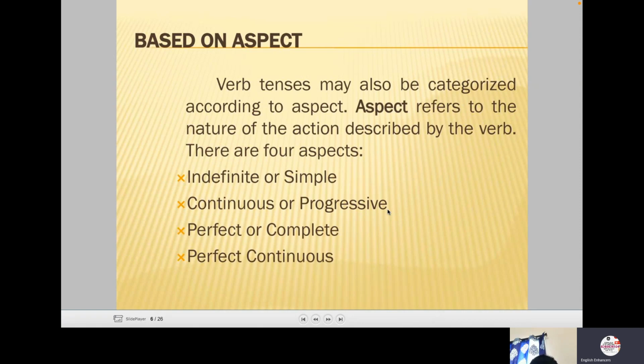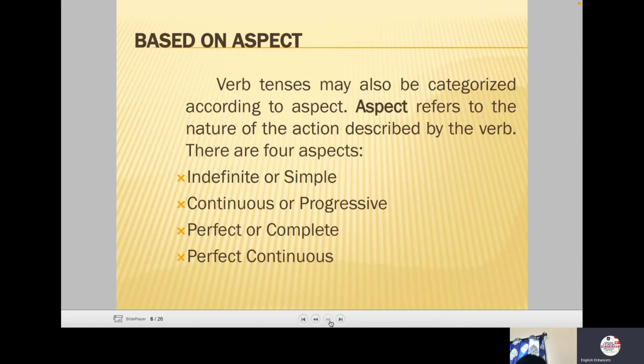कंटिन्यूअस. प्रोग्रेसिव का मतलब है जो हो रहा है, प्रोग्रेशन में है, जैसे पानी बहता है. The flow of water is progressive. The flow of a river is progressive. The flow of anything which is going on in continuation is progressive. Perfect or complete, and then perfect continuous. So this is like the 4 babies of every tense.